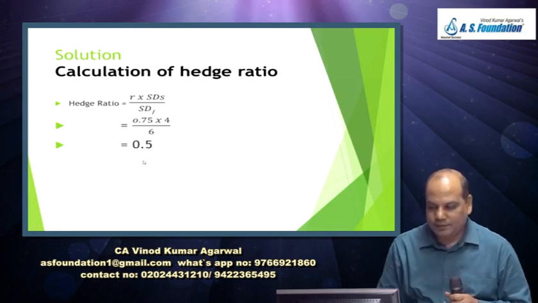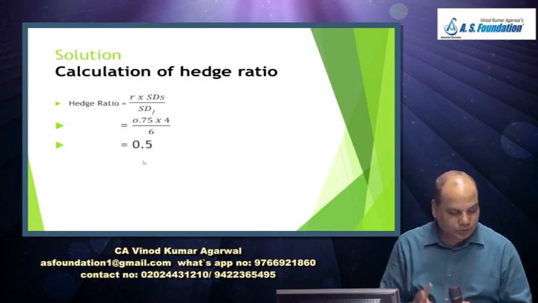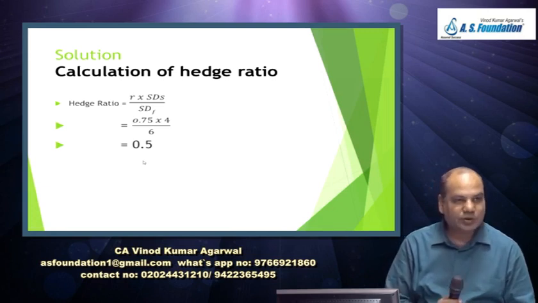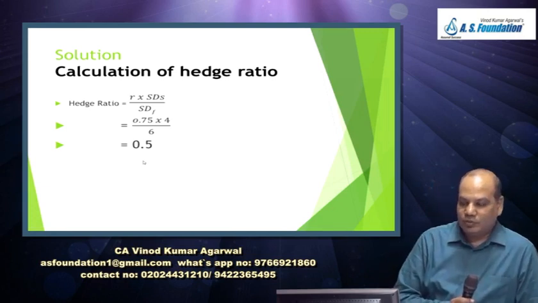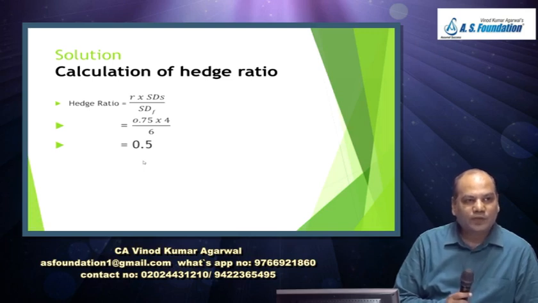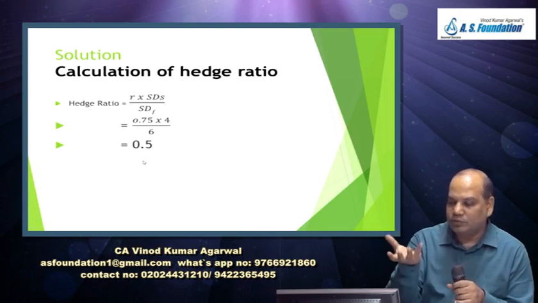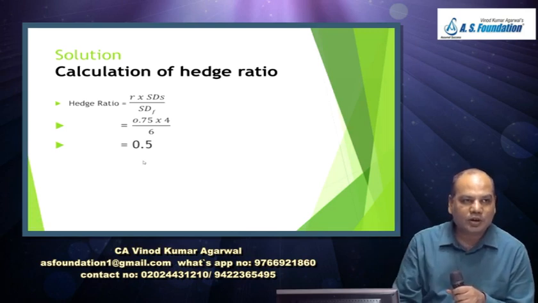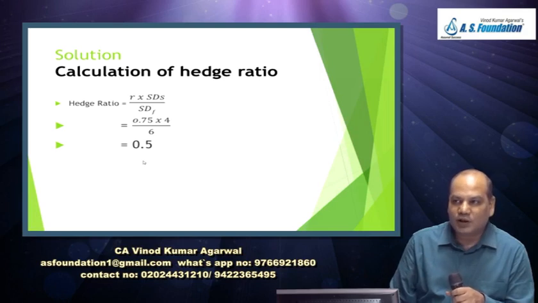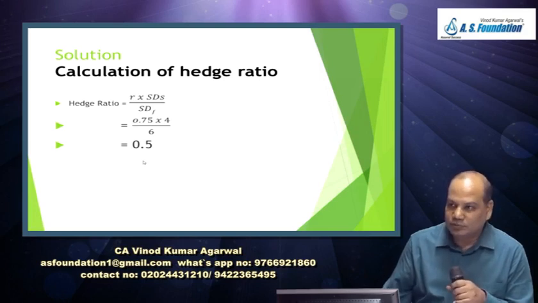So 0.5. The answer is not complete, but you'll still get 1 mark for this much effort. Okay. Hedge ratio is 0.5. It indicates that if the future price changes by 1%, the underlying value changes by 0.5%. It also tells you that if you have a 1 unit exposure in the underlying, you have to take 0.5 exposure in the future.